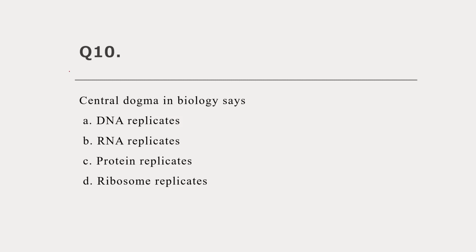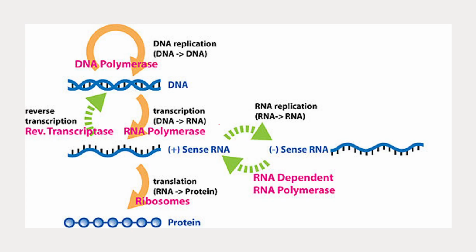As you have answered, your answer is that DNA replicates. So what is the central dogma of molecular biology? This is basically the replication of DNA, where DNA replicates to form another DNA in a semi-conservative manner, right? And for this, DNA polymerase is the enzyme which is required. And DNA polymerase, the enzyme, is made up of protein.